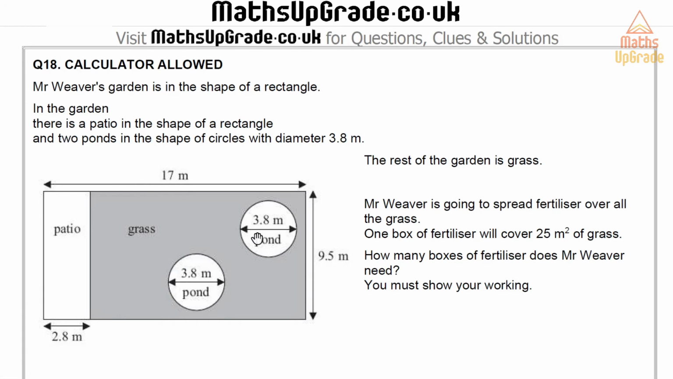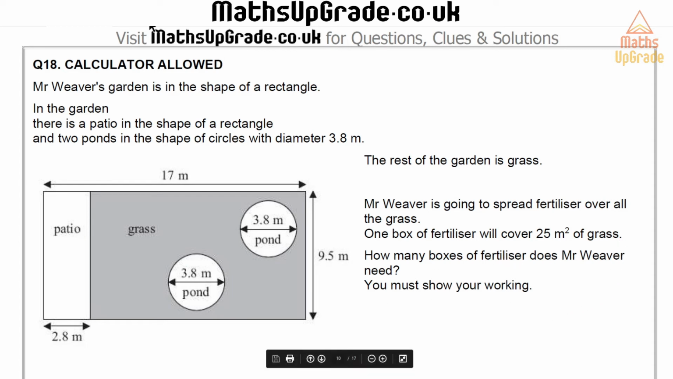The circles each have a diameter of 3.8, so they're identical circles. The rest of the garden, all this shaded region, is grass, and he's going to spread fertilizer all over the grass. 1 box of fertilizer will cover 25 meters squared of grass. How many boxes of fertilizer does he need? And I've got to show all my working.